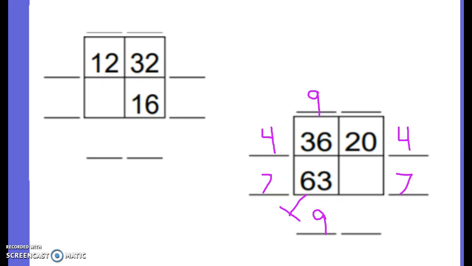And then I think, okay, what times 4 gives me 20? That answer is 5. I transfer the 5 down there. And then I do 5 times 7 equals 35. And that is how you do a factor puzzle.